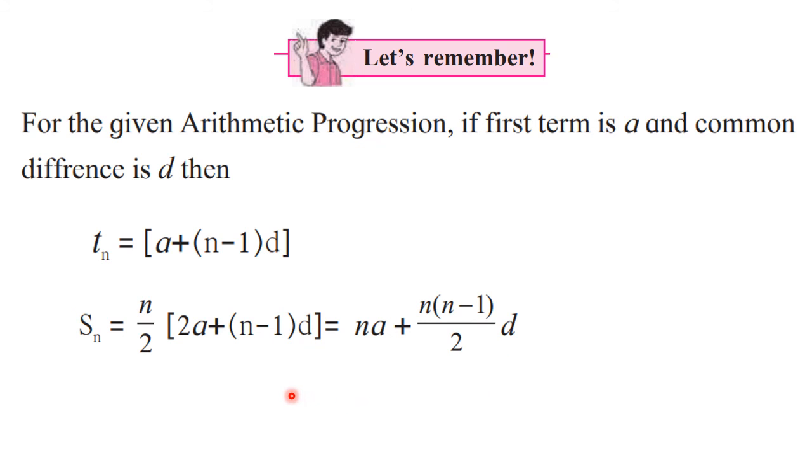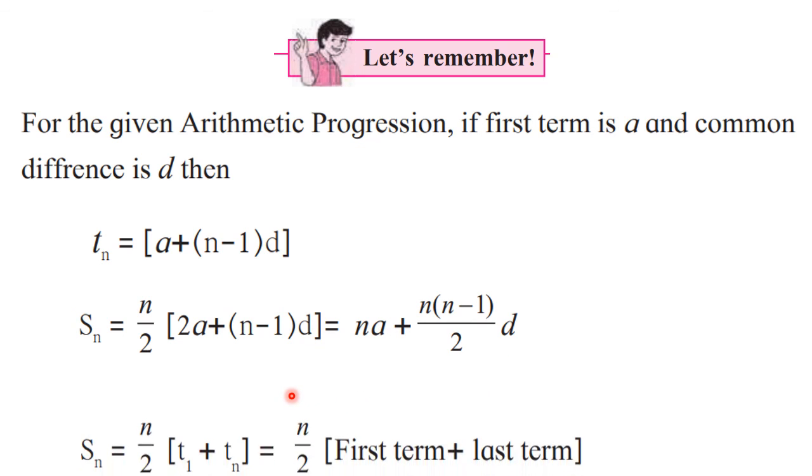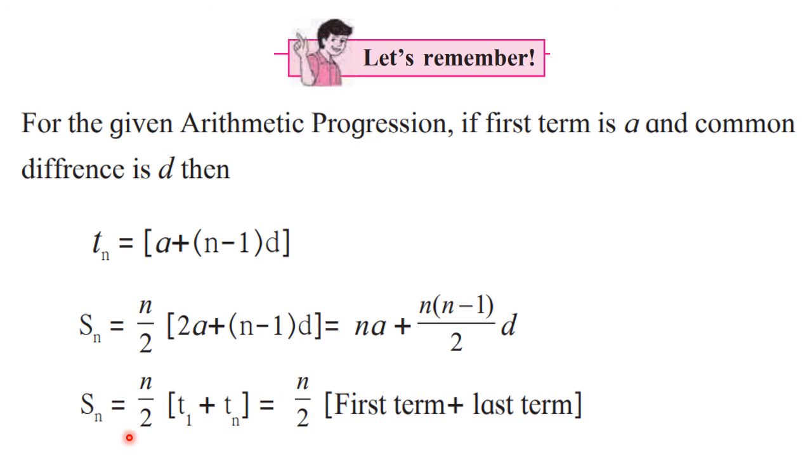Then one more formula of Sn we have seen just now, that is Sn is equal to n upon 2 times (T1 plus Tn). That means n upon 2 times (first term plus the last term). So if you know these three formulas, it is enough for this lesson. For each and every sum you are going to use these formulas. Now let's go ahead.